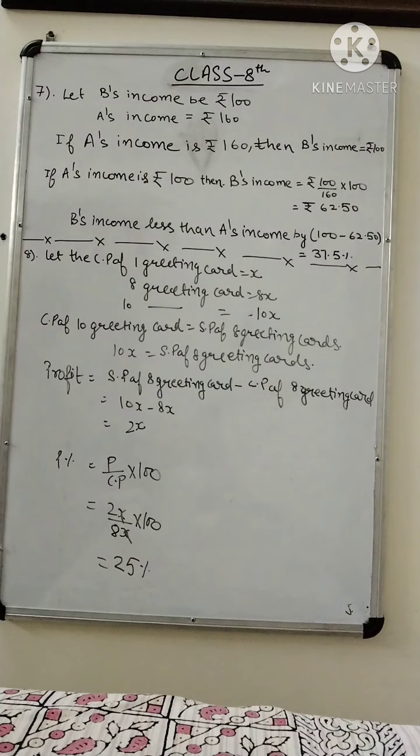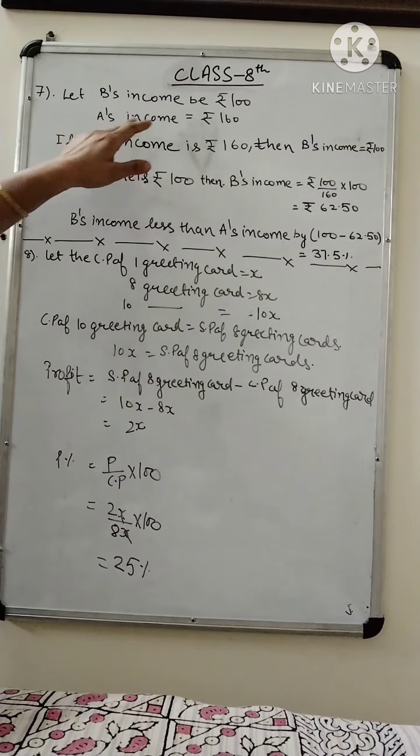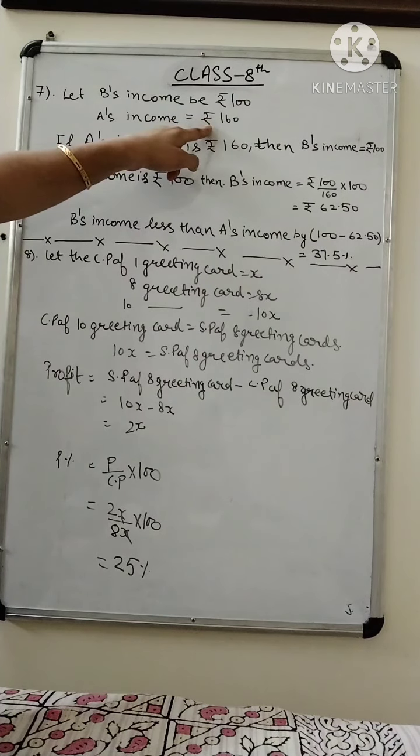Question number 7. A's income is 60% more than that of B. By what percent is B's income less than A's? In this question, let us suppose B's income is 100 rupees. Then A's income would be equal to 160.